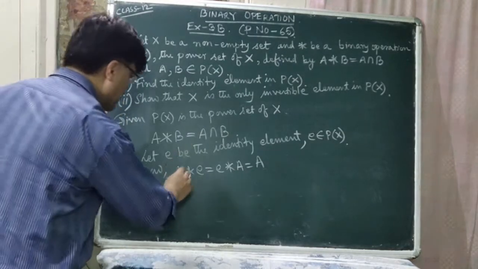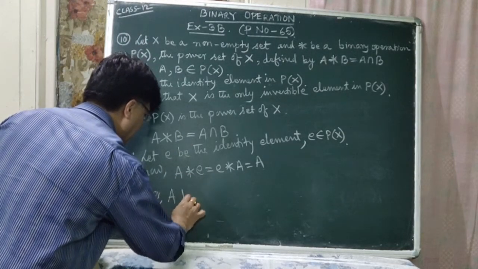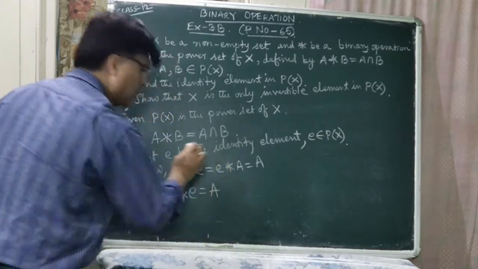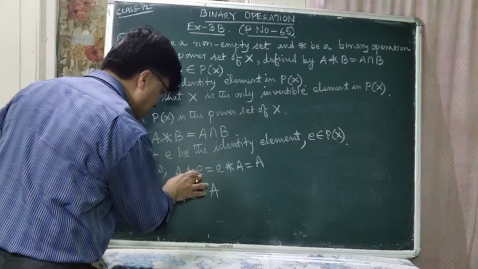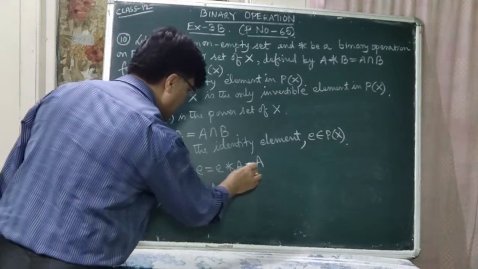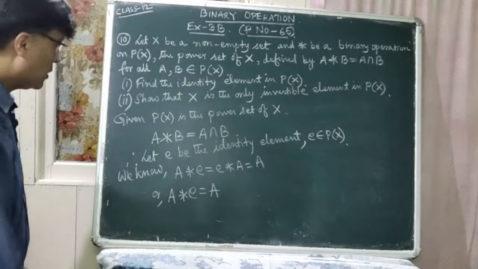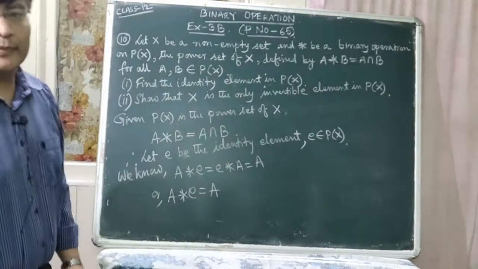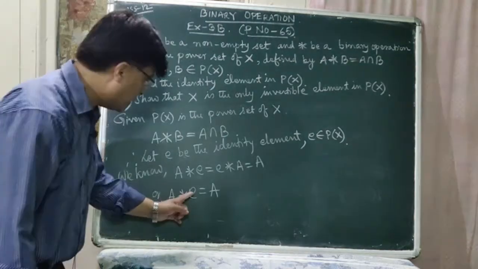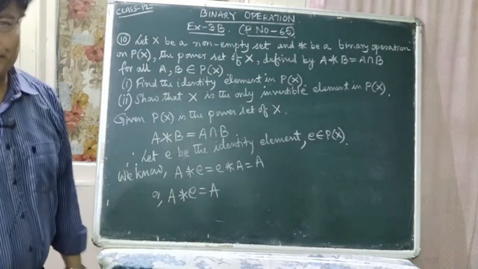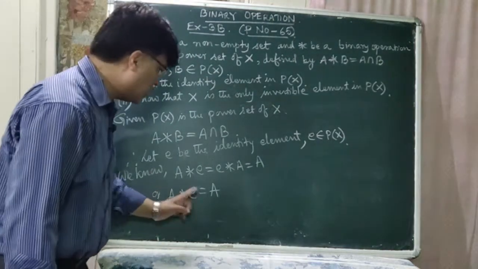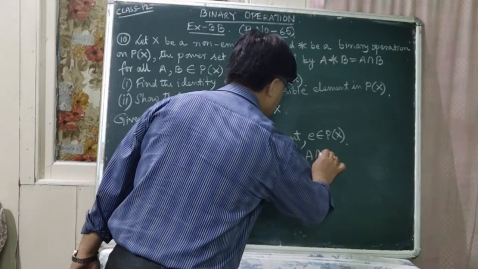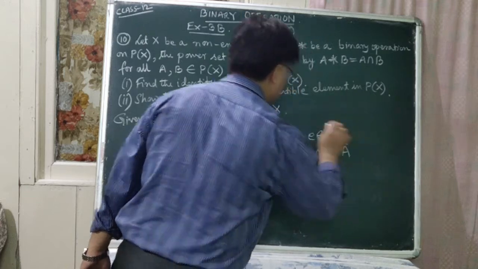Now in this case A star E is equal to A. Either you can write A star E is equal to A or E star A is equal to A. Okay? So what should the value of E be so that A star E is equal to A? It should be X itself. Isn't it? That is, A intersection X is equal to A.